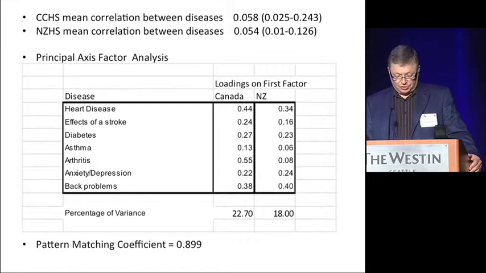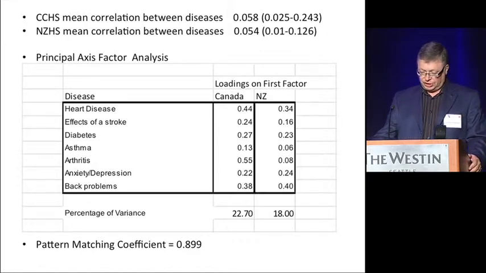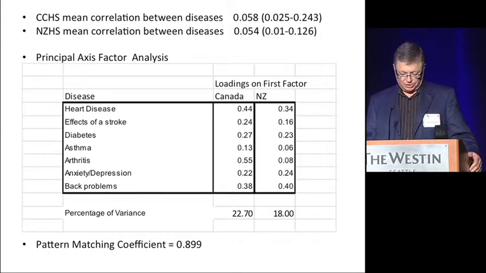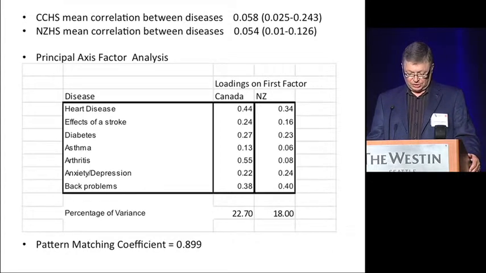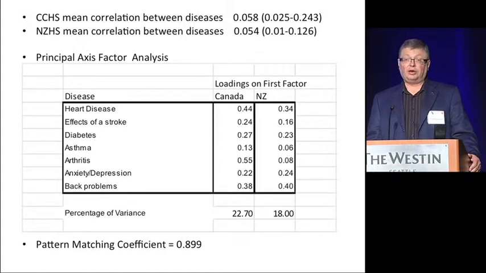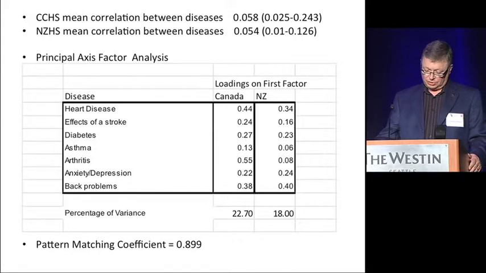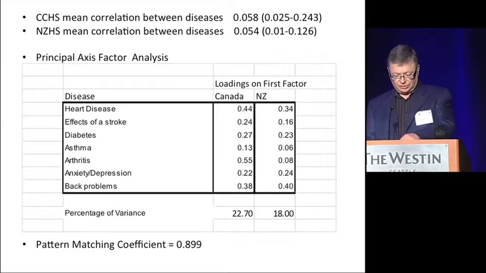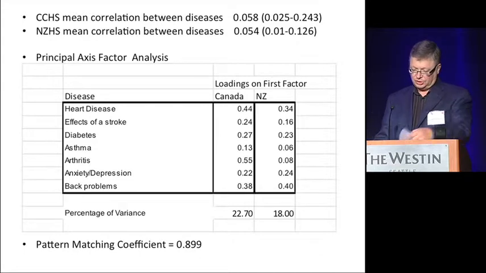In order to determine whether the nature of the comorbidity changed with age, these analyses were repeated within each age group for the Canadian sample, and factor scores were calculated at each age and on the overall samples, and correlated, with the conclusion that there's little evidence that the extent or pattern of comorbidity varies by age.